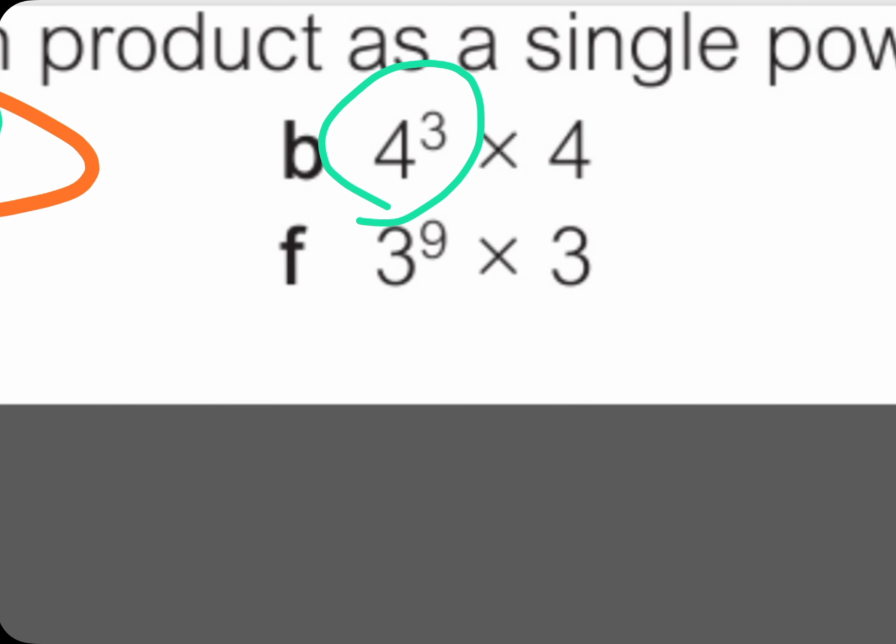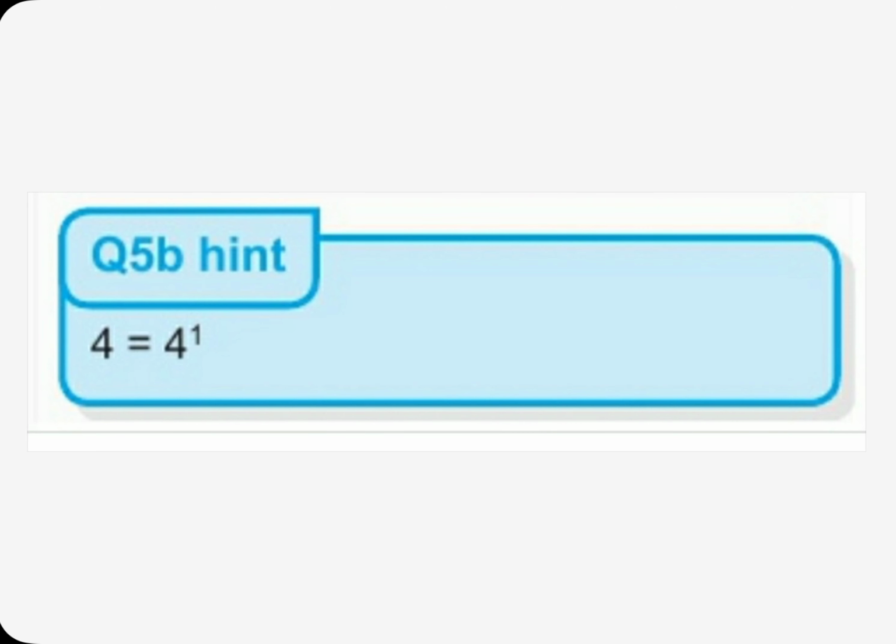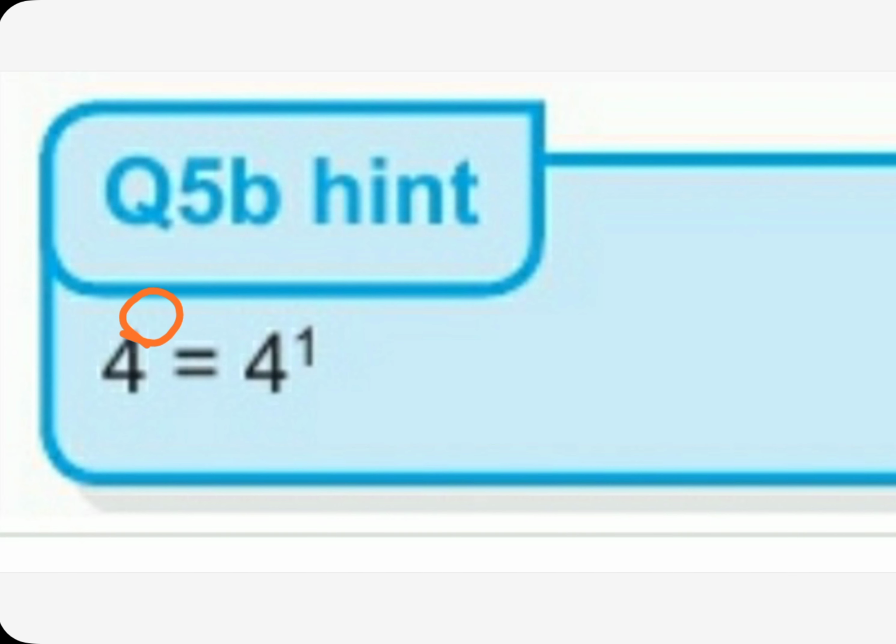We have 4 power of 3 multiplied by 4. Now, if you have a number and you don't have a power on it, what do you think the power will be? Very good. Let's take a look at the rule. This is the rule of having a number without an index. As you can see here, there's no index here, so it will be 1. Very good. So if you have a number that the index is not written on it, it means that the index is 1. Very good. And you add it as 1. Very good. Now let's go back to the question and complete it.